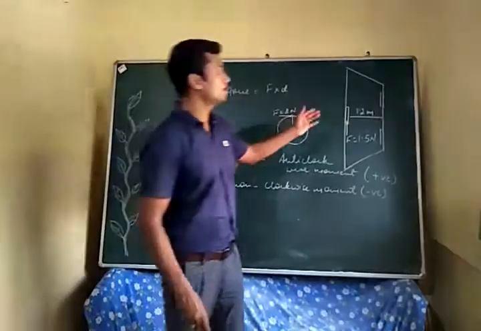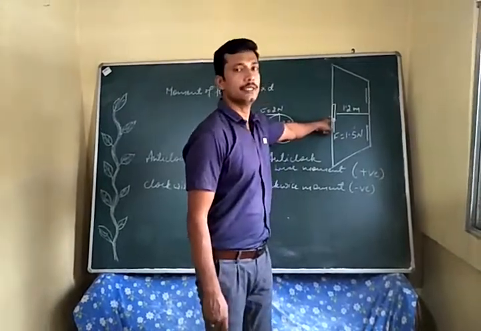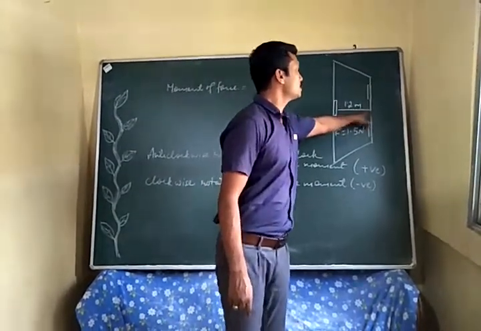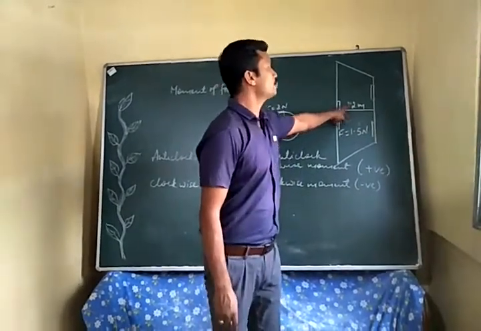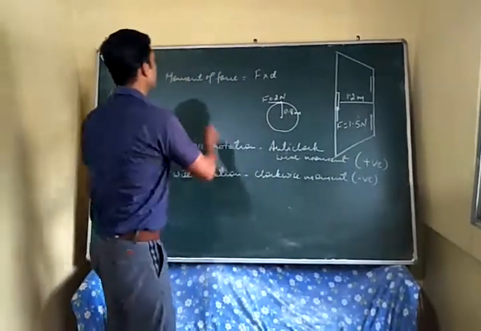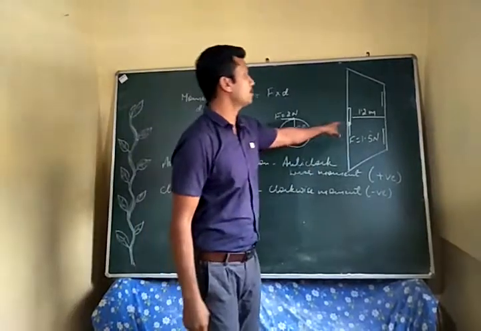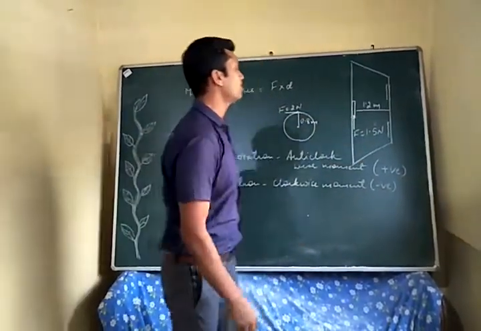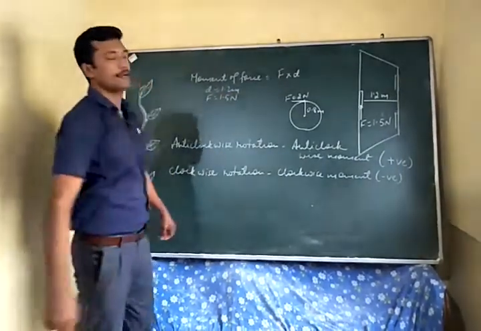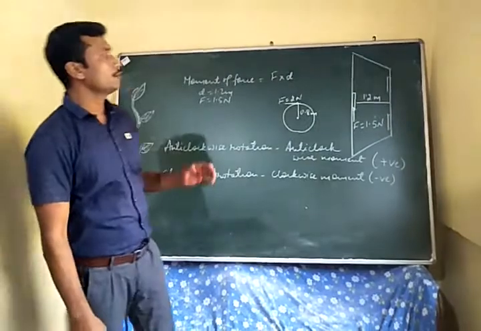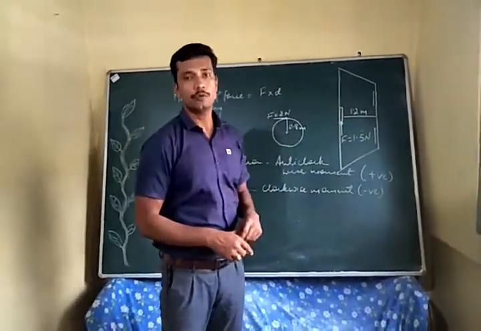Suppose this is the door with the hinges on one end and the handle on the other, and let us suppose this is the distance between the one end of the door and the other end, which is 1.2 meter. So distance is 1.2 meter, and the force applied on the handle to open the door is 1.5 newton. So we are going to find out the moment of force which is used to open the door.